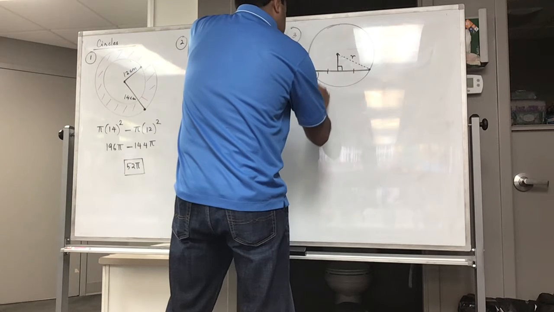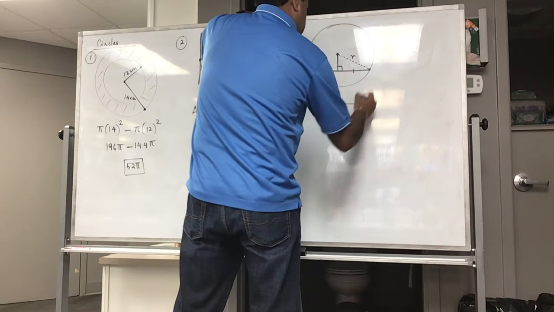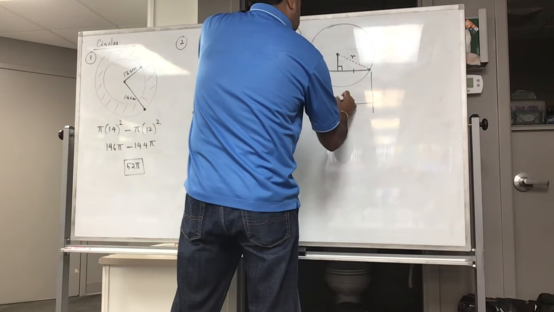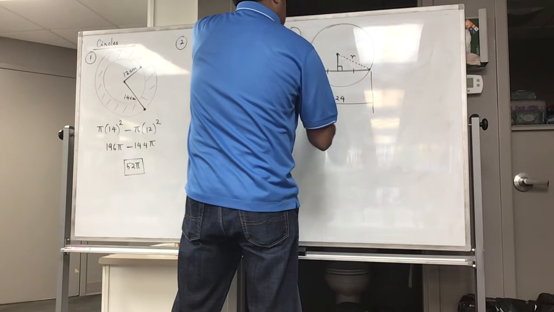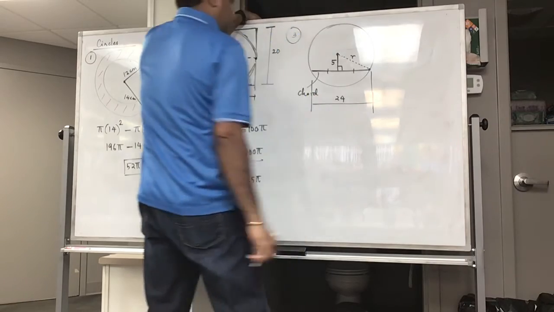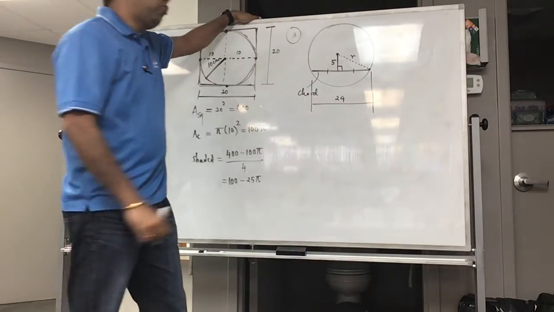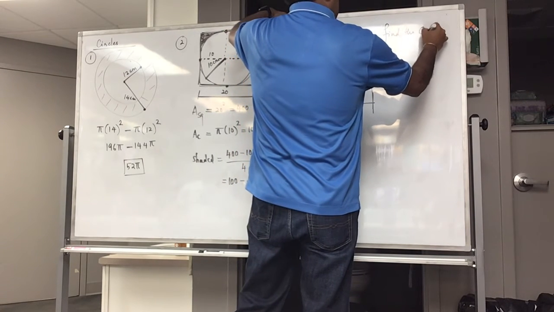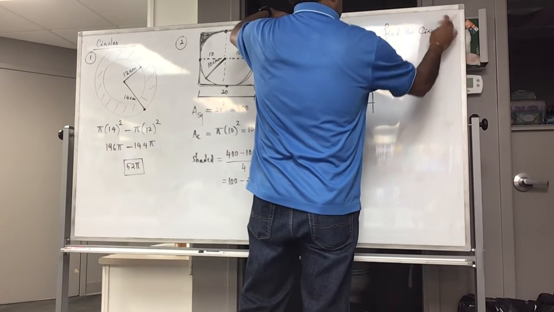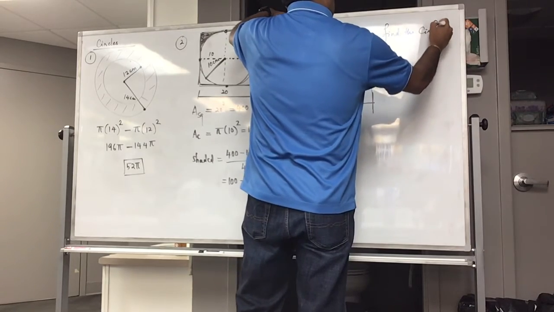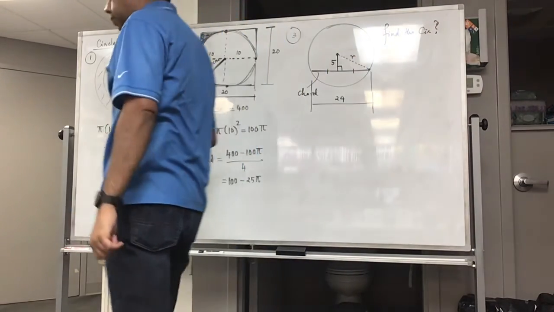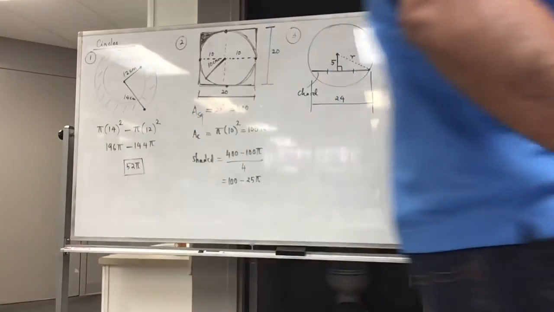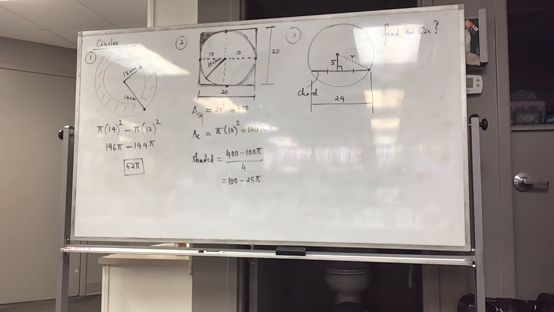So this distance is 24. This distance is 5. Find the circumference of the circle. Find the circumference. Expect this question around 45-ish.